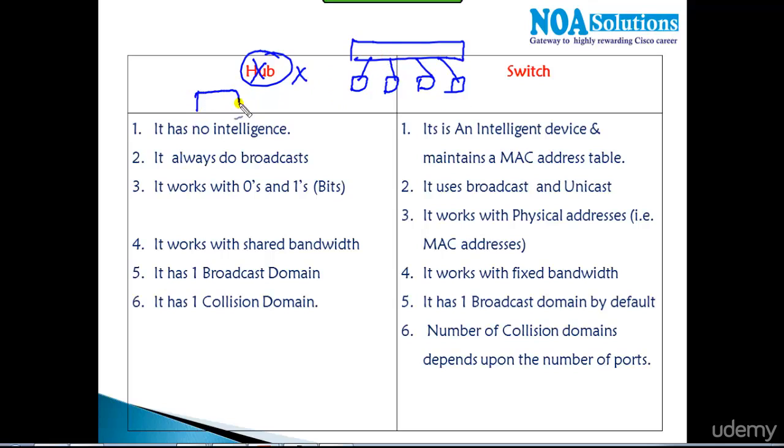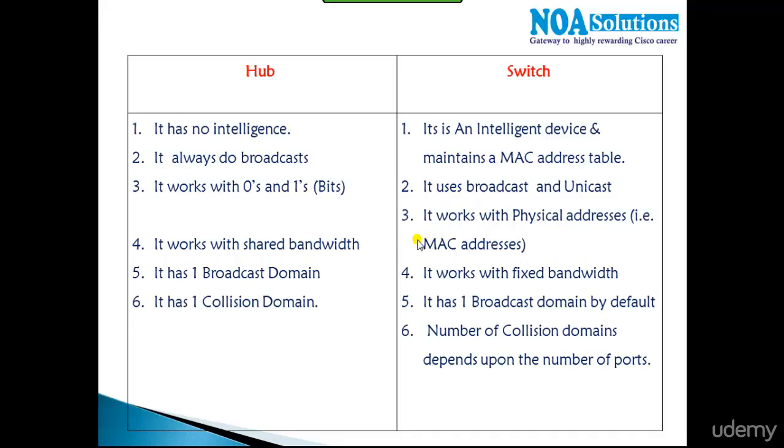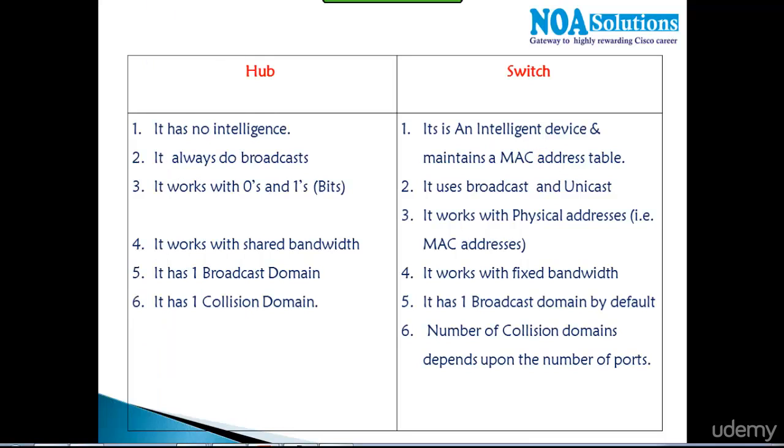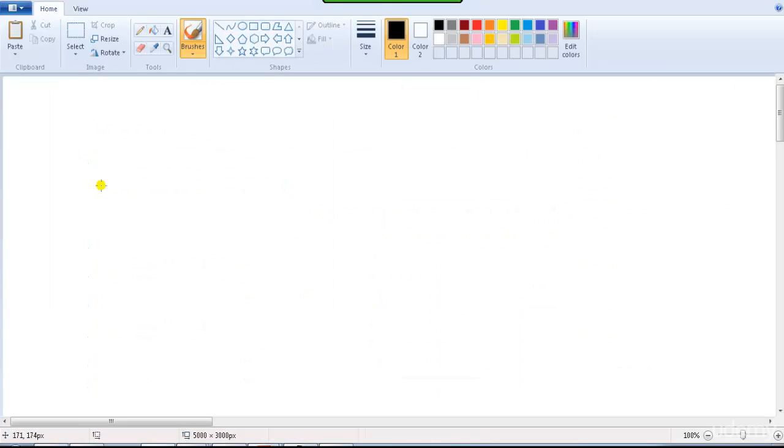Diagrammatically, a hub is shown with a single arrow, and switches are represented with multiple arrows like this. Let us try to understand the difference between a hub and a switch. The first major difference is that switches are much more intelligent devices when compared with hubs. They can identify a device based on its MAC address, and they maintain some information called a MAC table. Let us see how this works.